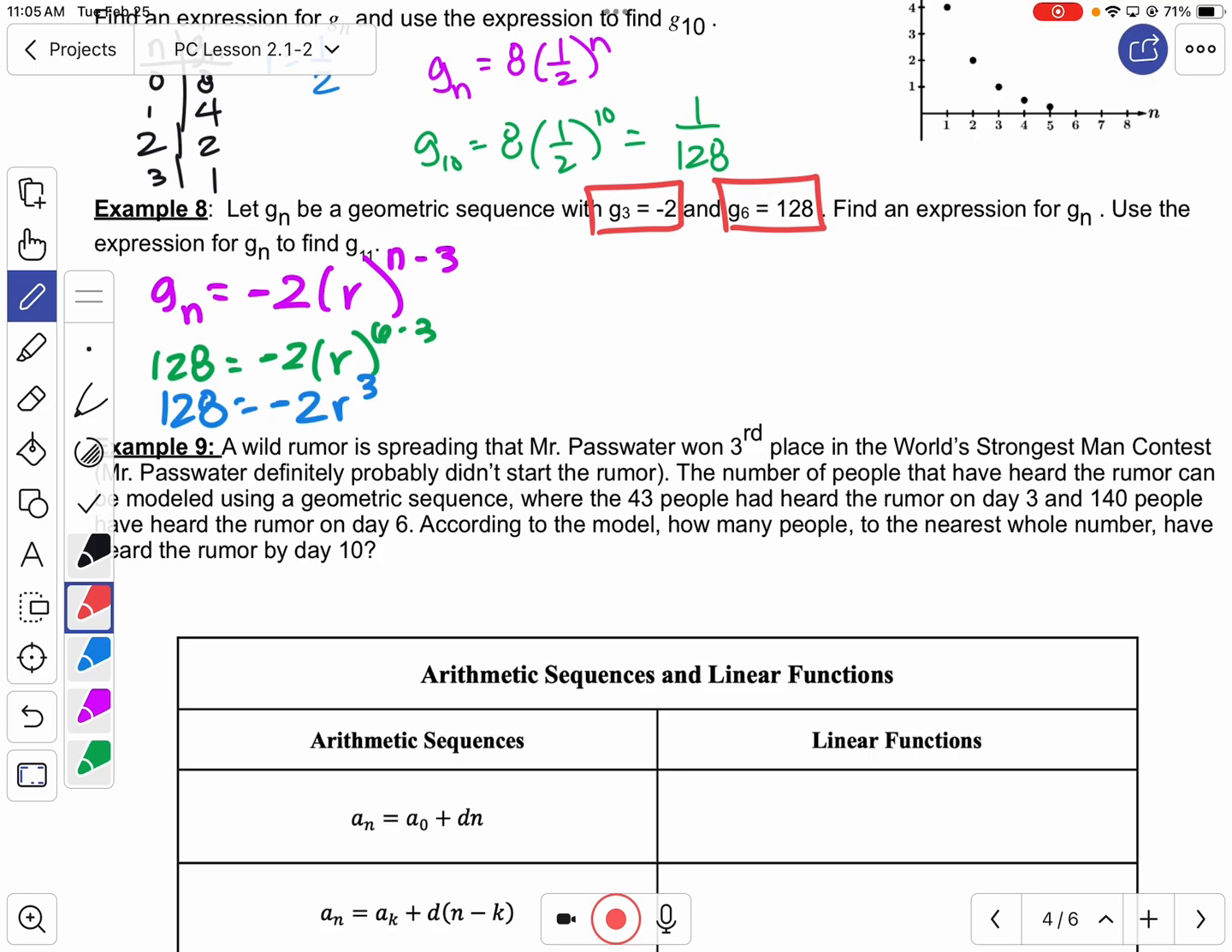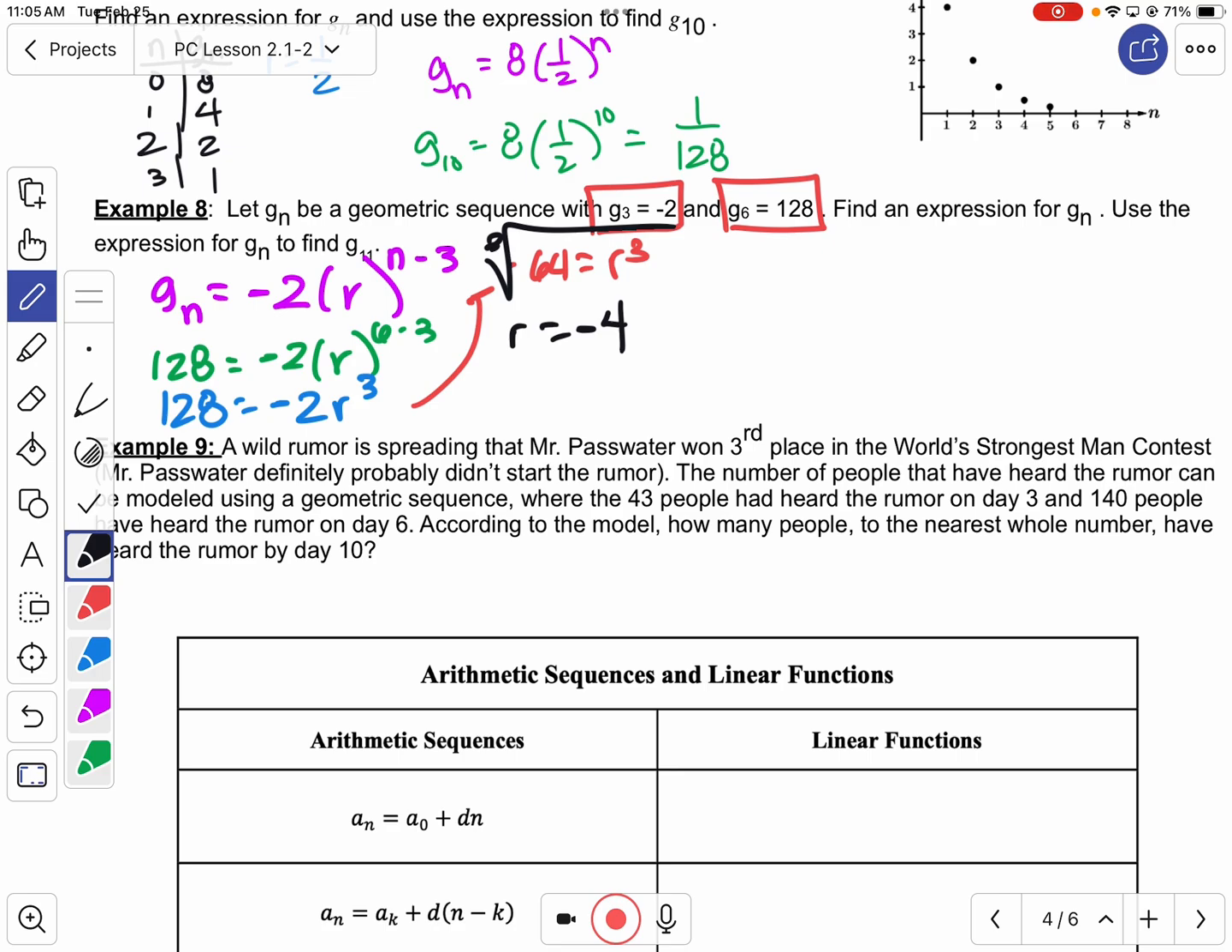Yeah, we're going to take a cube root, but what do I need to do first? Yeah, divide by that 2. It's going to make your life a little bit easier. If we do that, that's going to give me -64 equals r cubed. And you're right, we have to take a cube root of both sides. And so what's r going to equal? It'll be a negative 4 because it was a negative 64.